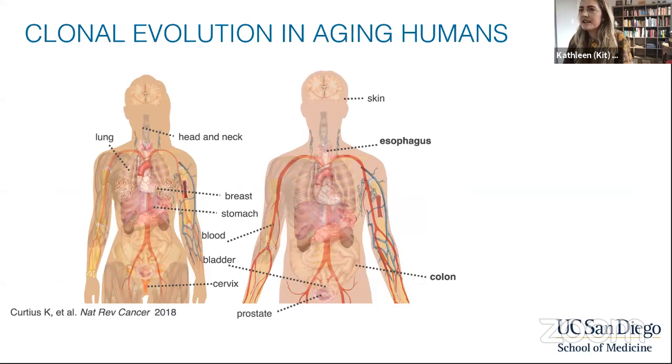So the process of field cancerization has a lot to do with what we call clonal evolution in aging humans. With this study that we did for this review, the more that we looked into different tissue types, the more we saw evidence of this type of somatic evolution happening since birth across the human body.